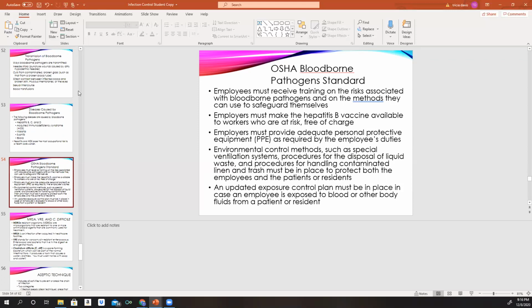So outside of each room, if you're taking care of a patient that has a bloodborne pathogen that can be spread, they have to make sure that they provide you with the PPE to safely take care of these patients. Environmental control methods such as a special ventilation system, the negative pressure rooms we talk about, procedures for the disposal of liquid waste, and procedures for handling contaminated linen and trash must be in place to protect both the employees and the patients or the residents. And then an updated exposure control plan must be in place in case an employee is exposed to blood or other body fluids from a patient or a resident. And every hospital has that.